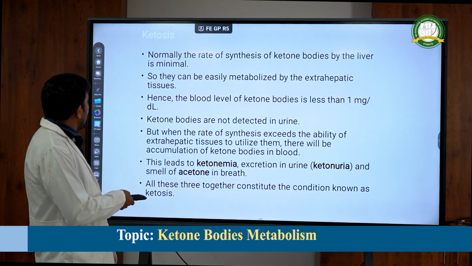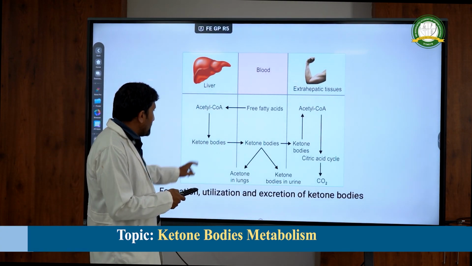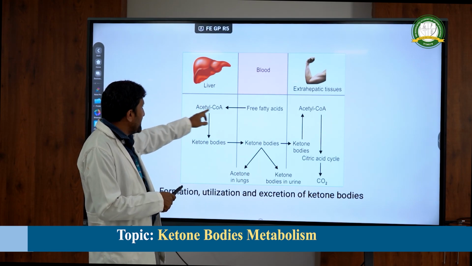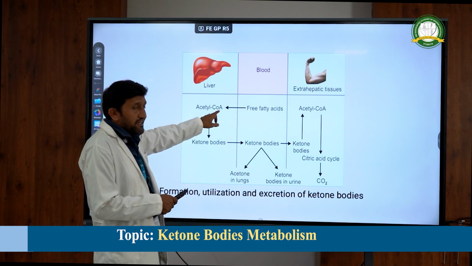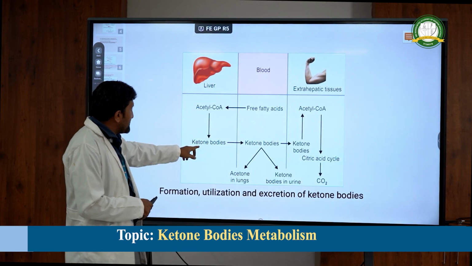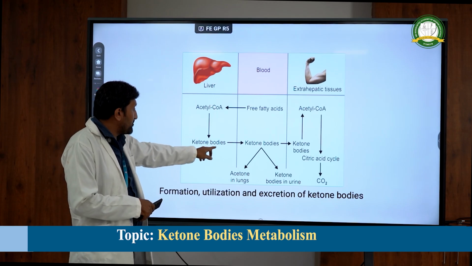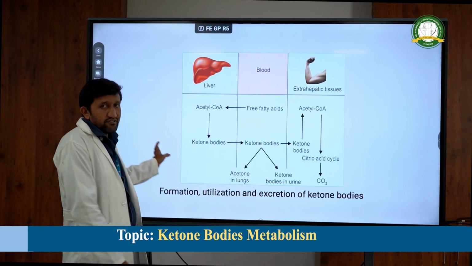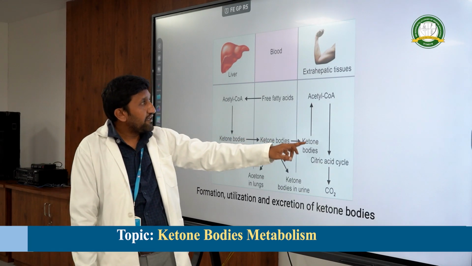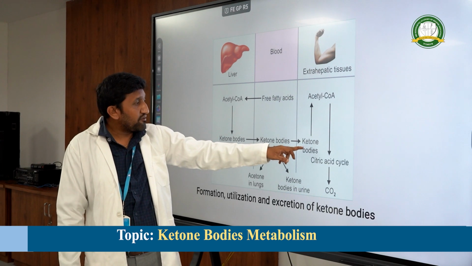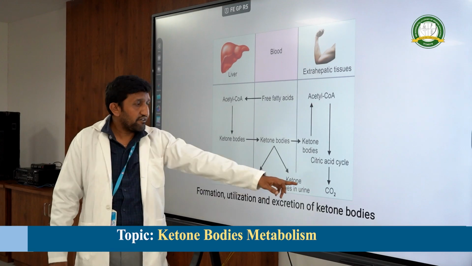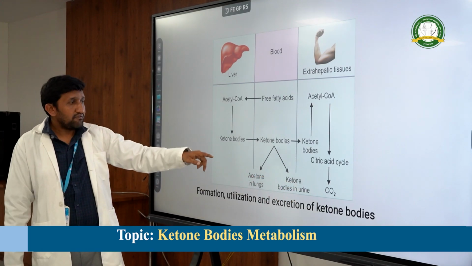Now we will see where the formation takes place: in the liver, from acetyl-CoA, which is obtained from fatty acids. That acetyl-CoA enters ketone body synthesis, that is ketogenesis. Then it enters the blood and reaches the extrahepatic tissue, where the ketone bodies are converted to acetyl-CoA, enter the citric acid cycle and produce energy.